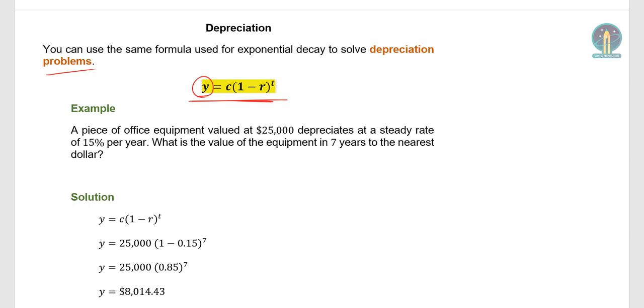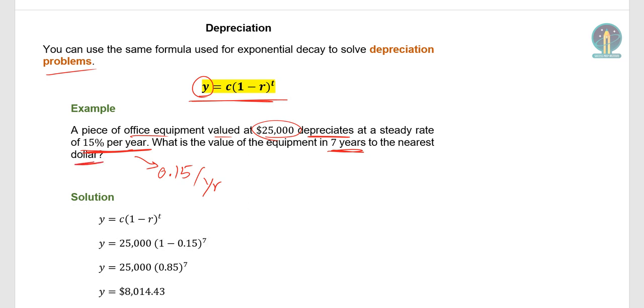Okay, let's look at an additional example for depreciation. A piece of office equipment valued at $25,000 depreciates at a steady rate of 15% per year, which is 0.15, again converted to a decimal, per year. What is the value of the equipment in 7 years to the nearest dollar?